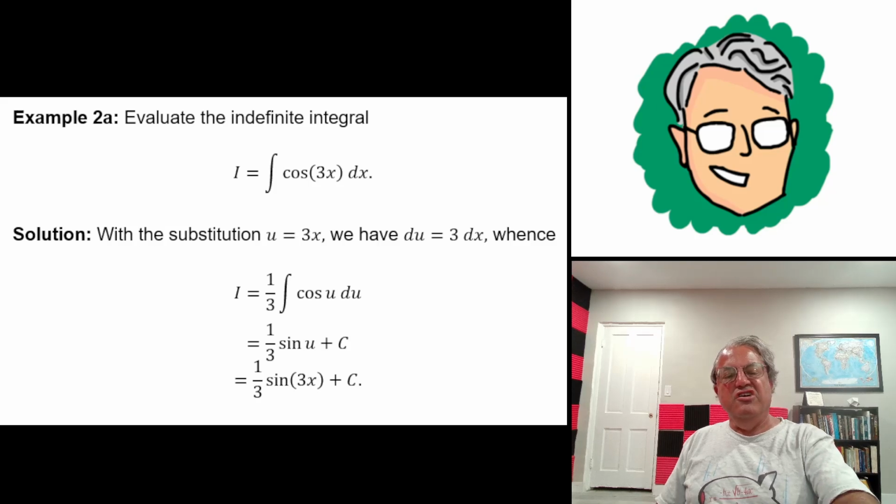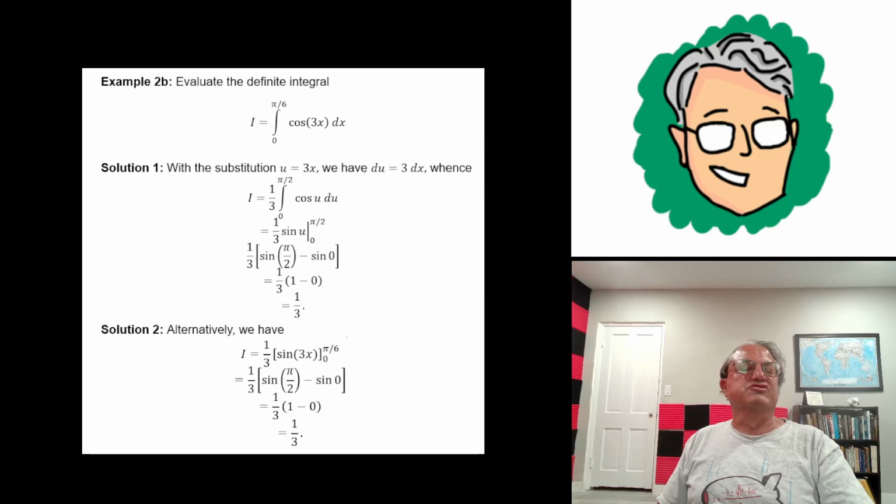That's the answer. Now let's do a definite integral using the same integrand. Suppose we're integrating this from 0 to pi over 6. Again, there are two ways you can do this. To be different, let's do the top way first, where we don't have to back substitute. Let's pretend we didn't do the indefinite integral and do this step by step. We make the same substitution, and you're left with the integral of 1/3 cosine u du.